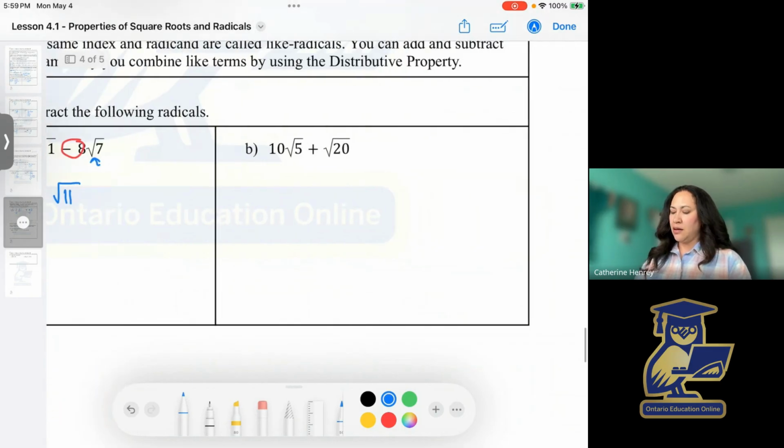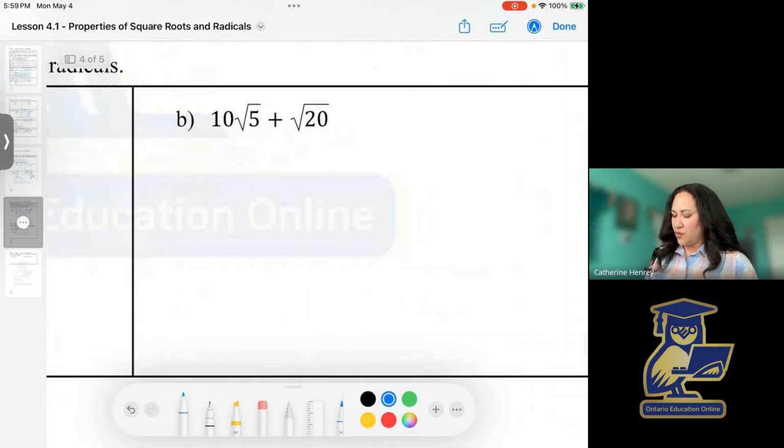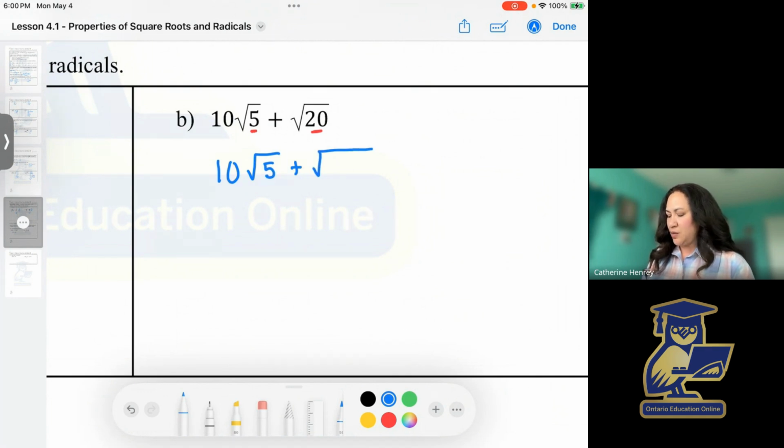Taking a look at B, we have the same index, but it doesn't really look like we have the same radicand. We have 5 there and we have 20 there, but we can simplify the square root of 20. So I'll rewrite 10 times the square root of 5 plus the square root of 20, which can be split into 4 times 5. So we'll have 10 times the square root of 5. And I can pull out this 4. I can take the square root of 4. And so I will have a positive 2 square root of 5.